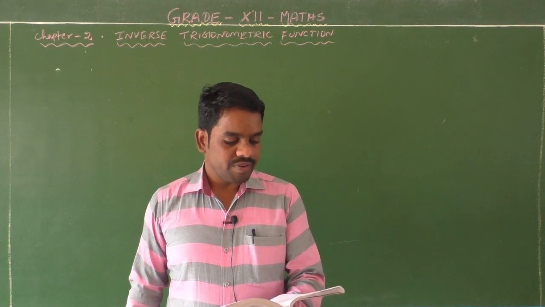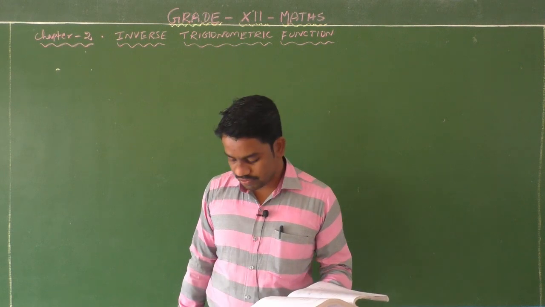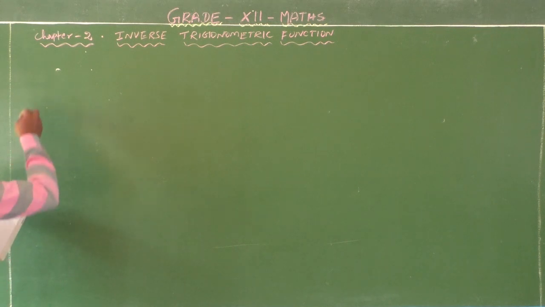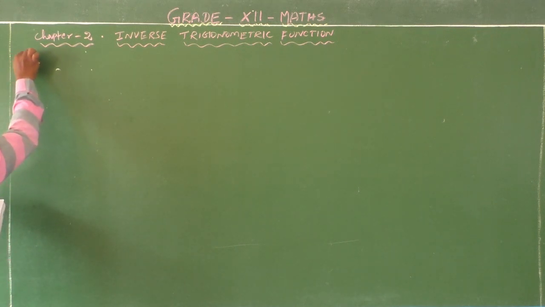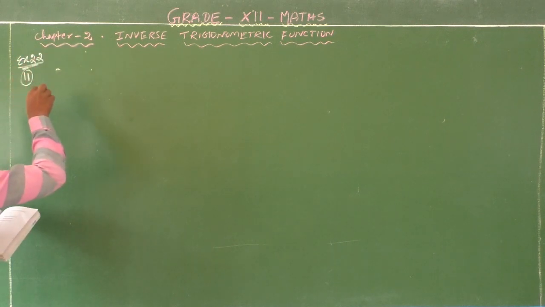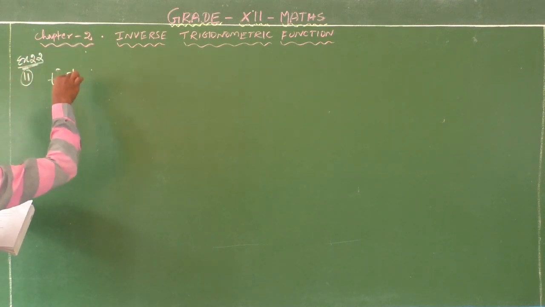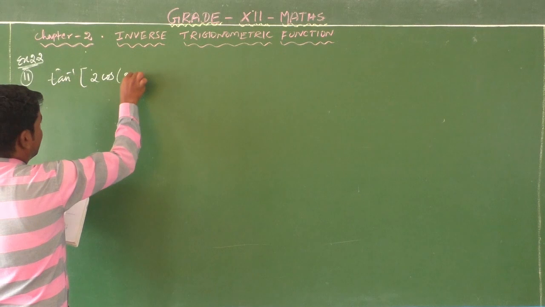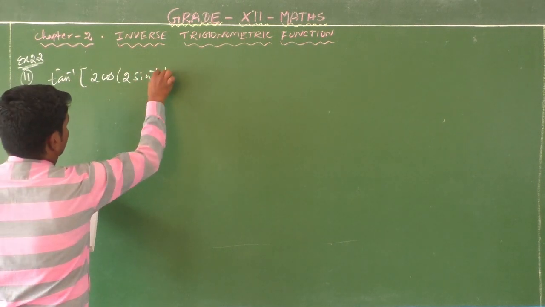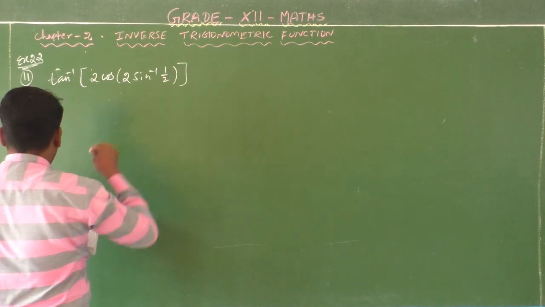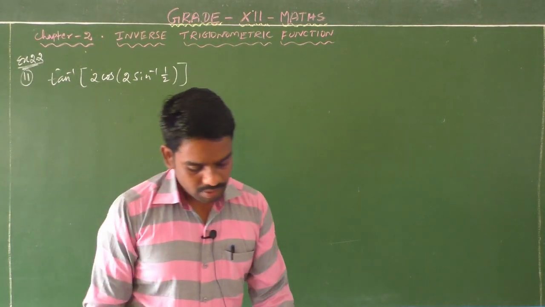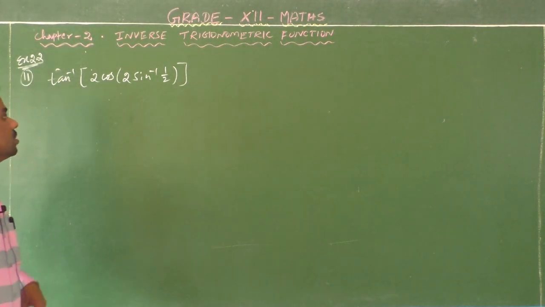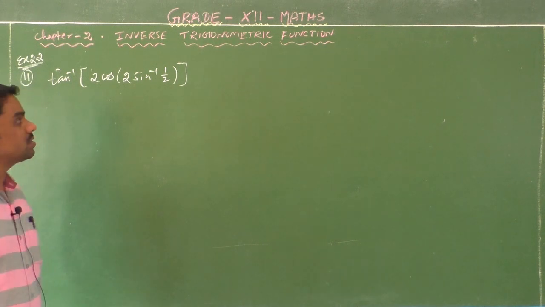Listen. Find the values of each of the following. Tan inverse of 2 cos of 2 sine inverse 1 by 2. Okay, listen. Find the value of this given question: tan inverse of 2 cos of 2 sine inverse of 1 by 2.